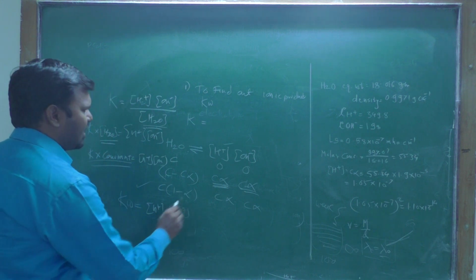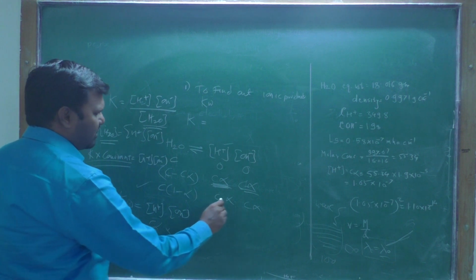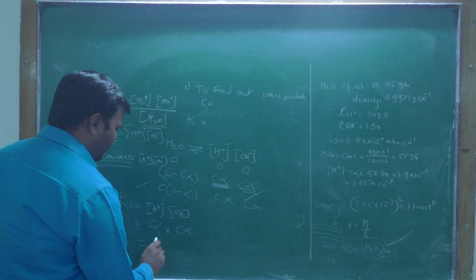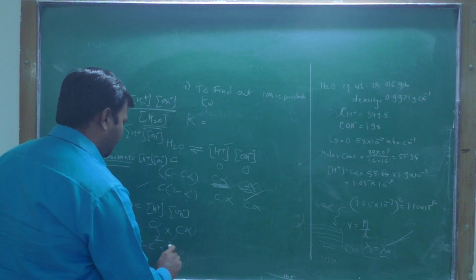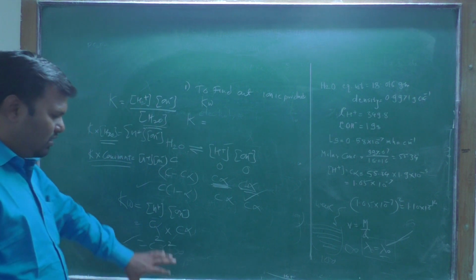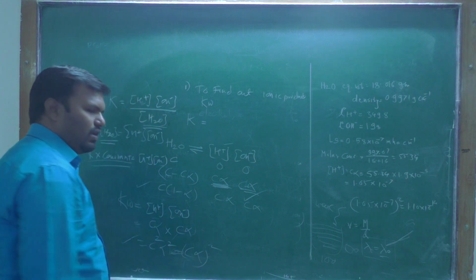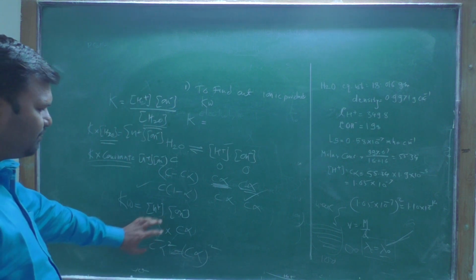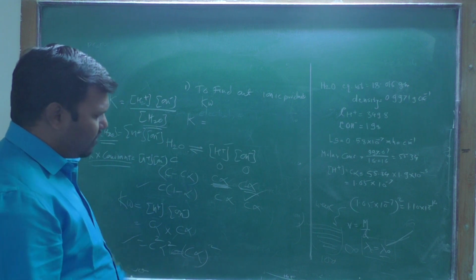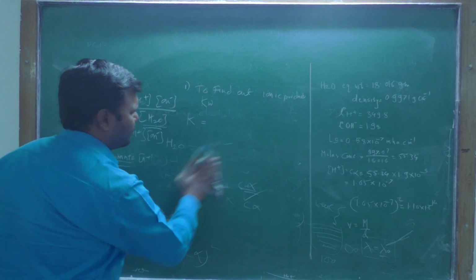The H plus ion concentration is C alpha, and the OH minus concentration is again C alpha. Therefore the product is C square alpha square. That is the ionic product of water. This quantity, C alpha square, we can calculate by using the alpha relation. Alpha, we know that.